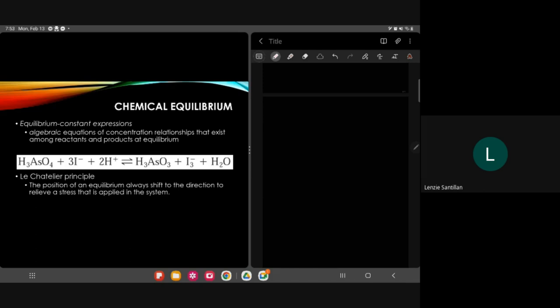So, when we say chemical equilibrium and equilibrium constant expression, this one is an algebraic expression or equation of the concentration relationship that exists among reactants and products at equilibrium. Okay, so say for example is this arsenate plus iodine plus hydrogen. Okay, so these are the following results. So, this given, we'll discuss a lot simpler equation later, ano, mamaya.